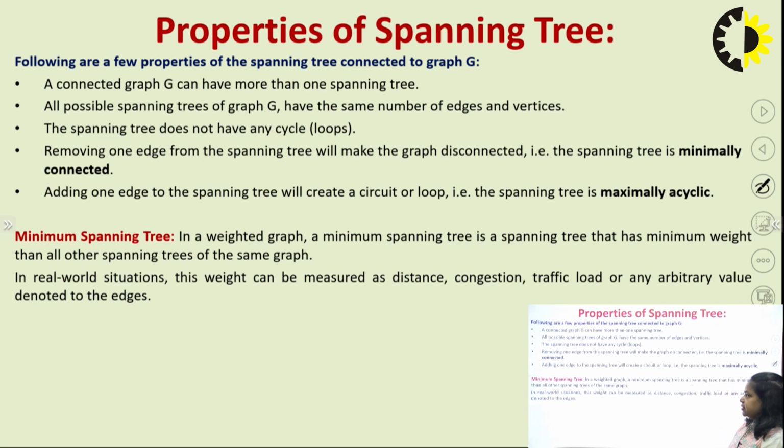If the weights are given in a weighted graph, the minimum spanning tree is that tree which has the minimum weight compared to all other spanning trees in the same graph. So this is what we mean by the minimum spanning tree.